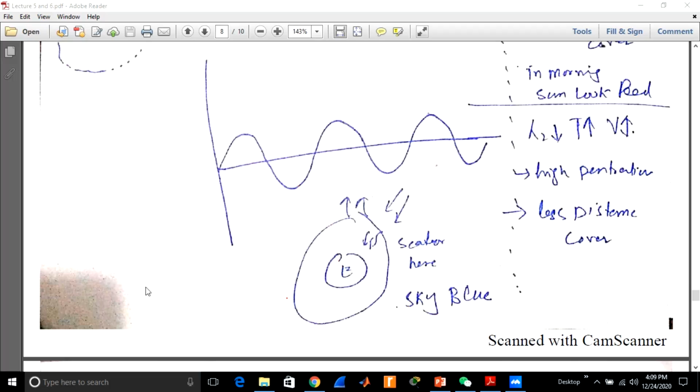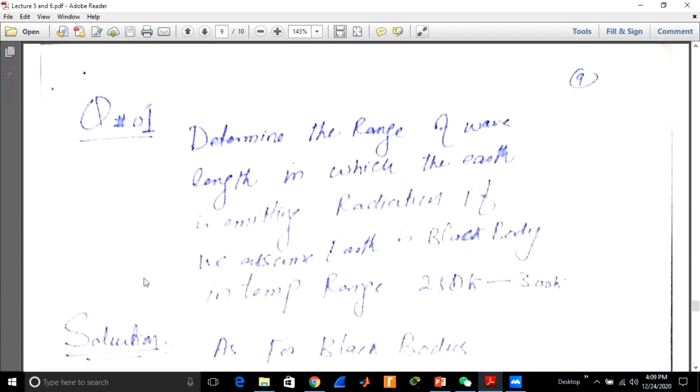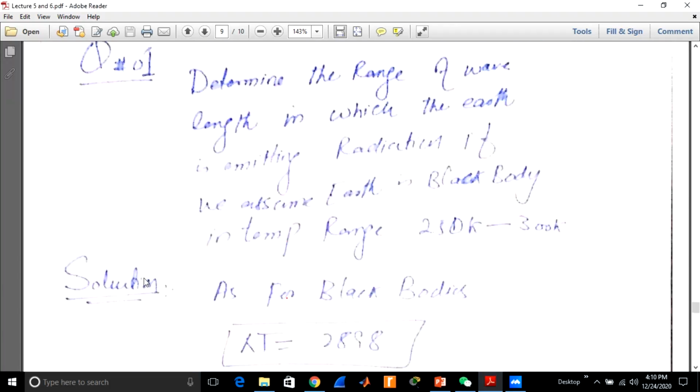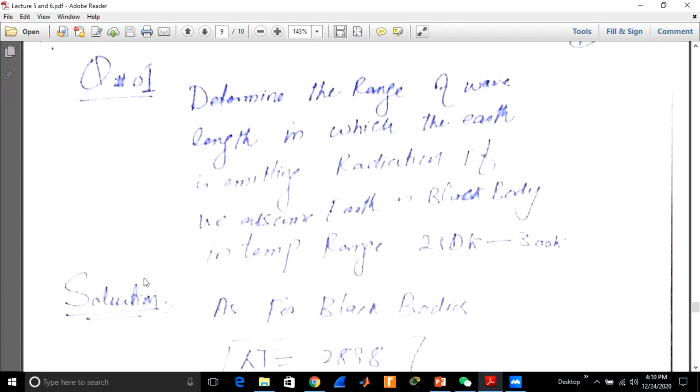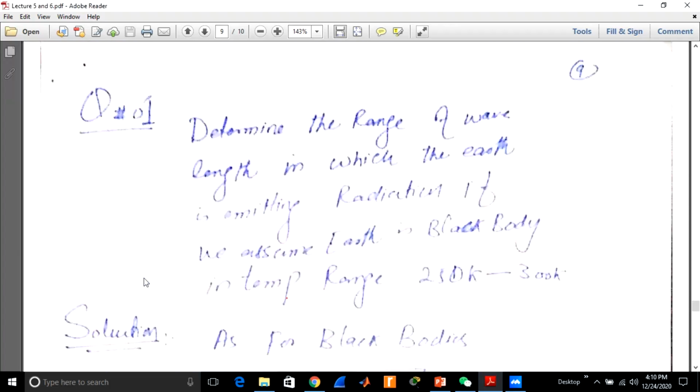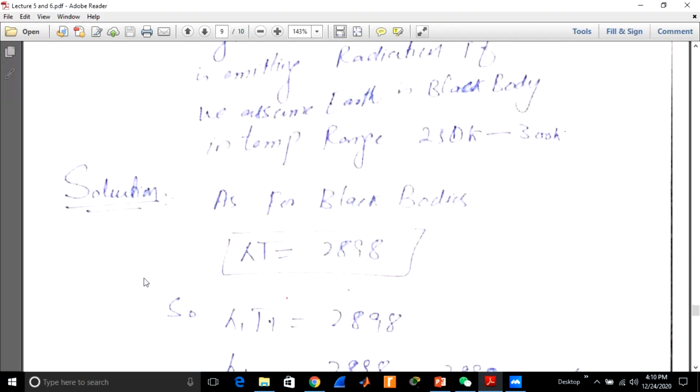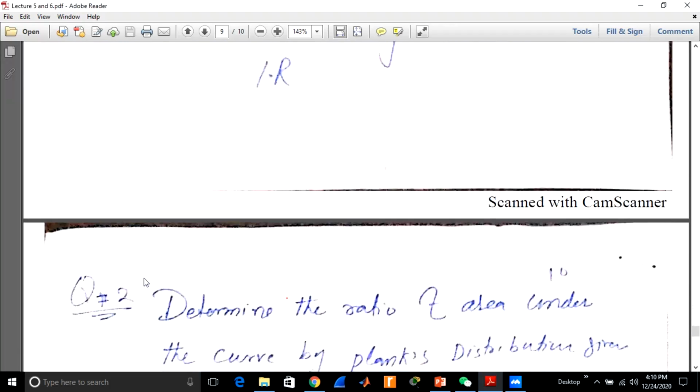Let's take a 10 minute break, and after 10 minutes, we will do just two numerical problems, and hope it will be covered in 15 minutes.